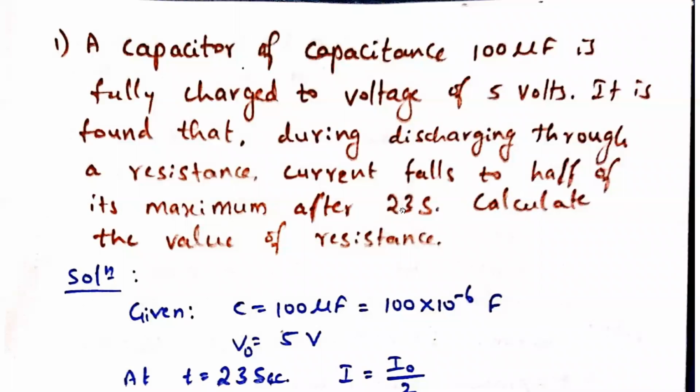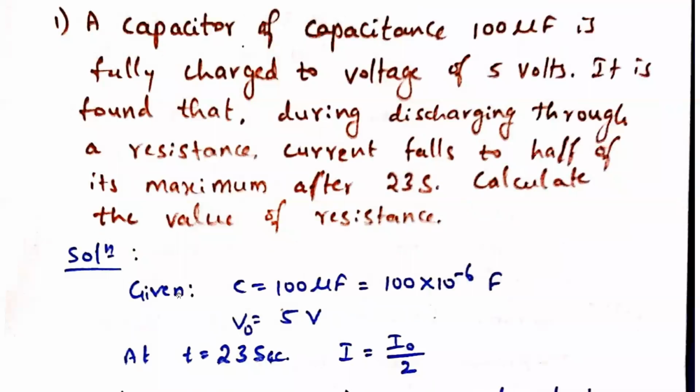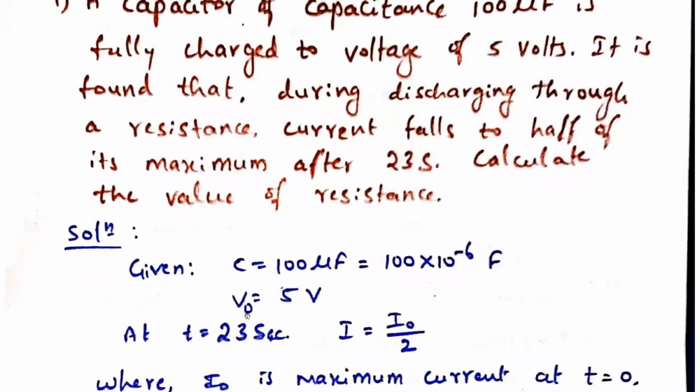After 23 seconds, the current through the circuit falls to half of its maximum, and calculate the value of the resistance. Okay, just you see what are the given quantities. Solution of the problem, given: C equal to 100 microfarad, that is 100 into 10 to the power minus 6 farad. Micro means 10 to the power minus 6. Then the battery voltage or maximum voltage of the capacitor is given, that is 5 volt.